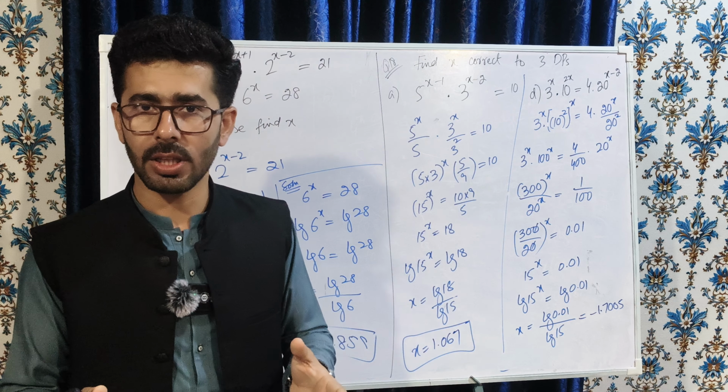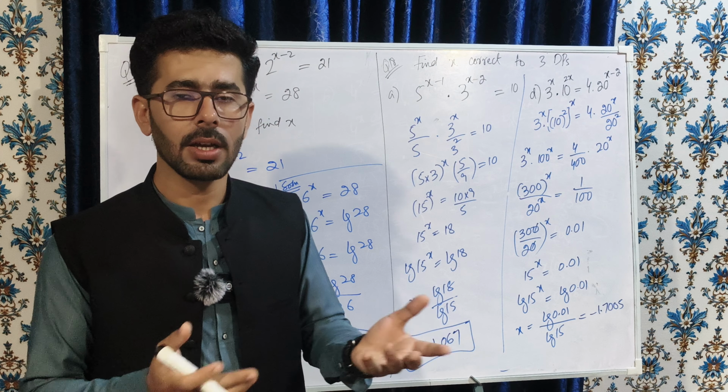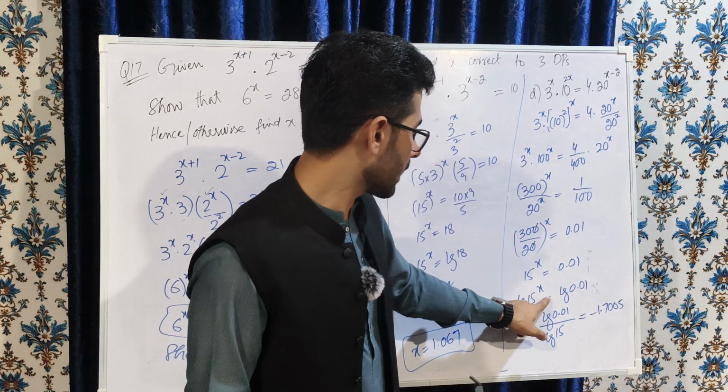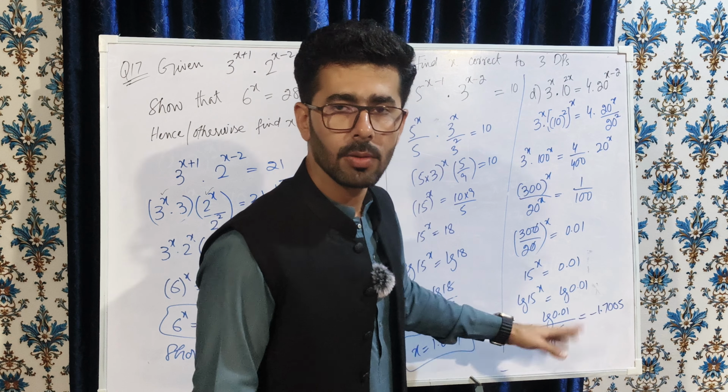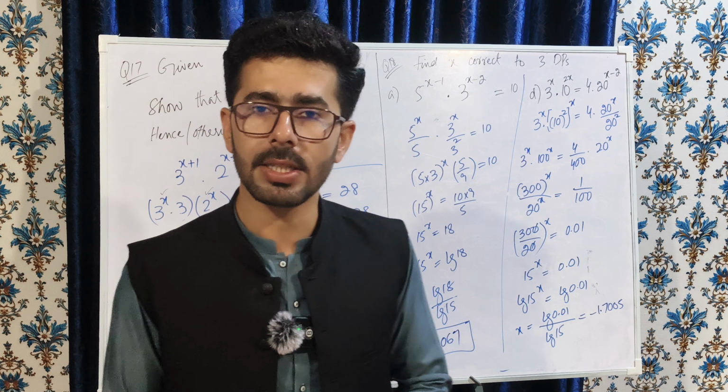We have a simple exponential equation. It's 15 power x equal to 0.01. We take log on both sides, so I have log 15 power x equals to log 0.01. We simplify it and get the value of x to be negative 1.7005.